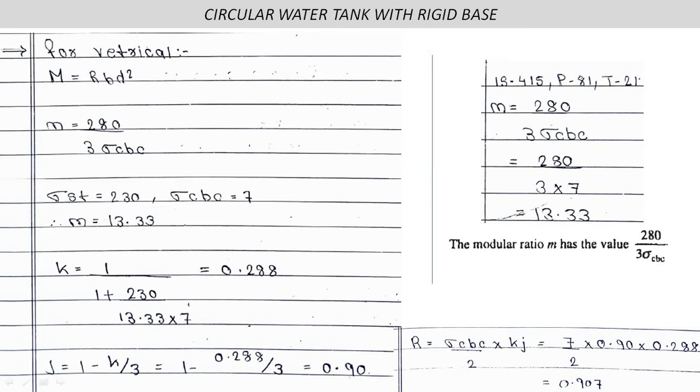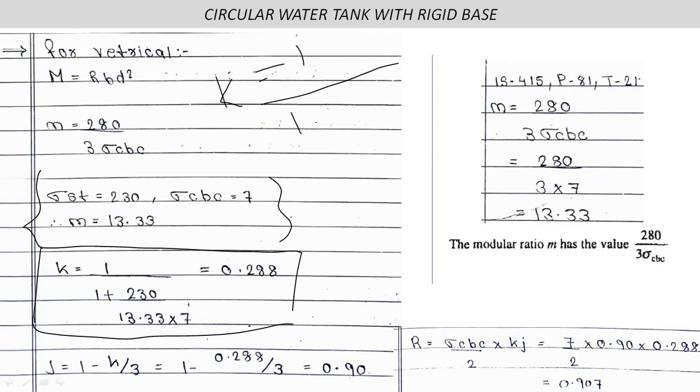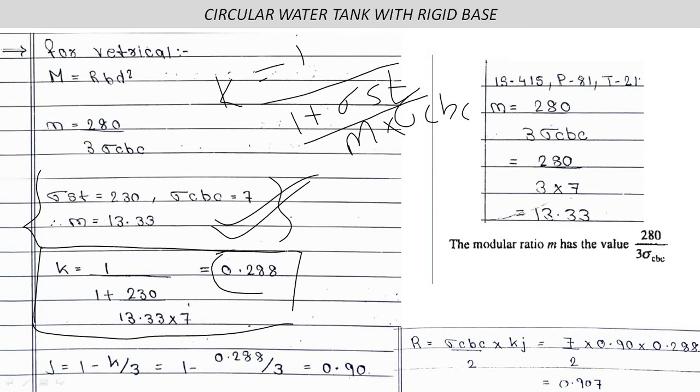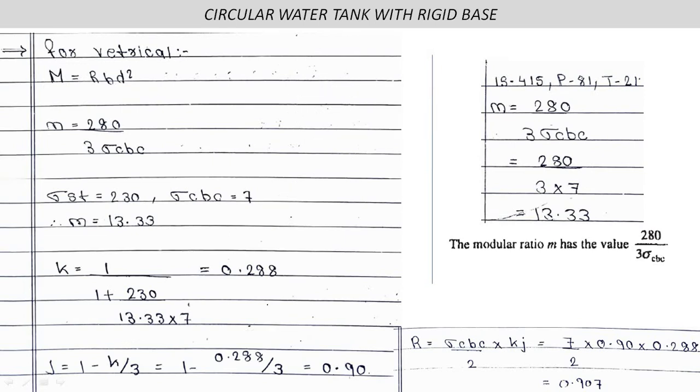Now we have found all the required values. So we will find the value of k. The equation of k is 1 upon 1 plus sigma ST upon m into sigma CBC. So k is equal to 1 upon 1 plus sigma ST upon m into sigma CBC. We just have to put all the values which have been calculated over here. So we have found the value of k as 0.288.